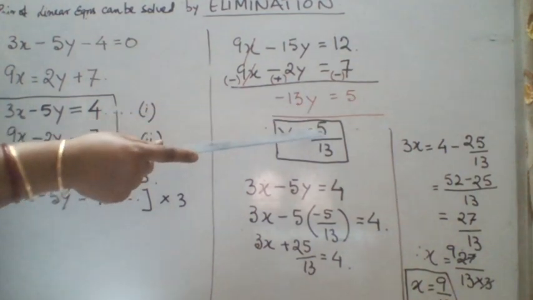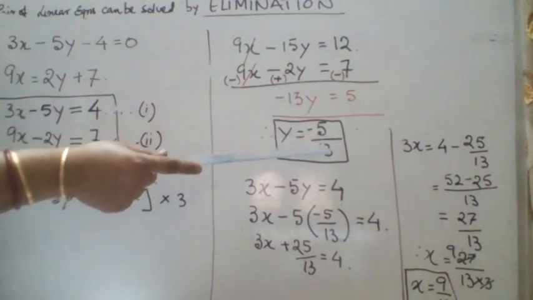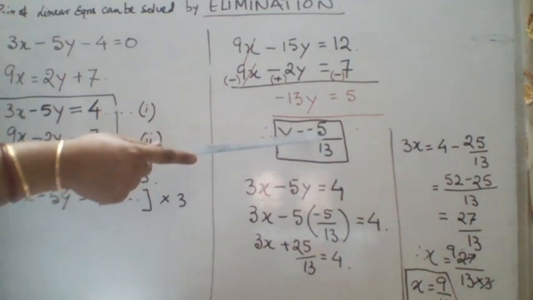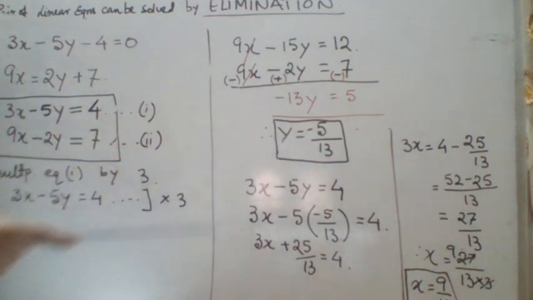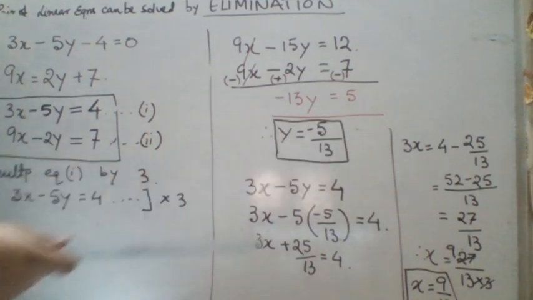Therefore you get y is equal to 5 upon minus 13. This is how we write it. We keep this negative sign in the numerator. So this is minus 5 upon 13. So one of the variable value is minus 5 upon 13.